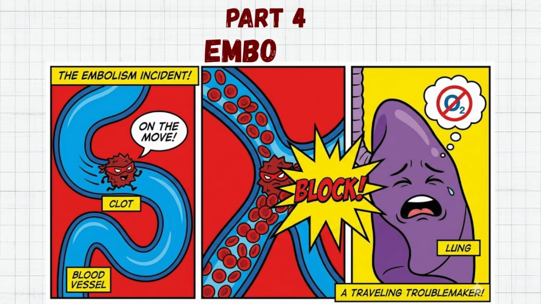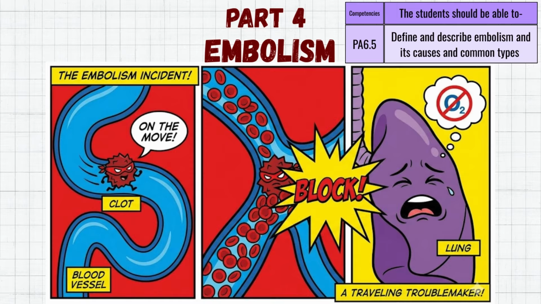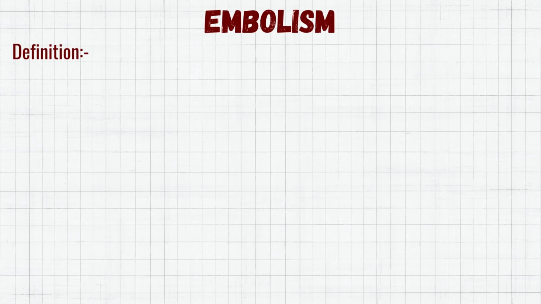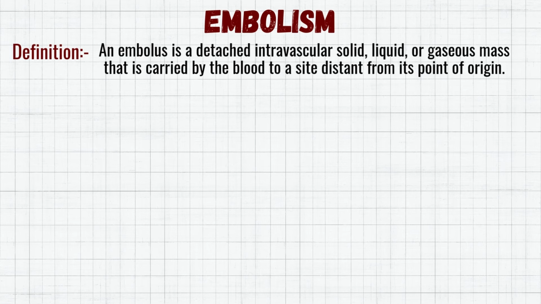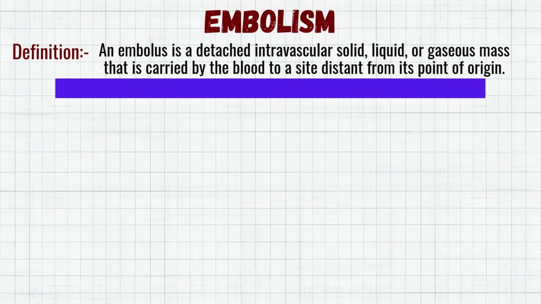Part 4. Embolism. This covers our NMC competency PA 6.5. What is the definition? An embolus is a detached intravascular solid, liquid or gaseous mass that is carried by the blood to a site distant from its point of origin. 99% are thromboembolism.